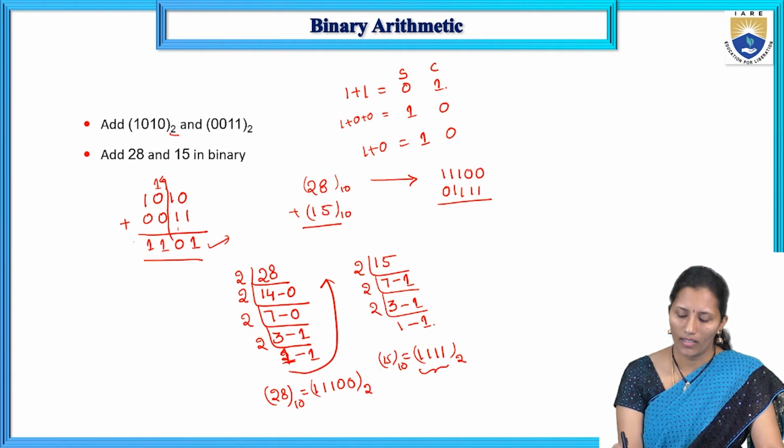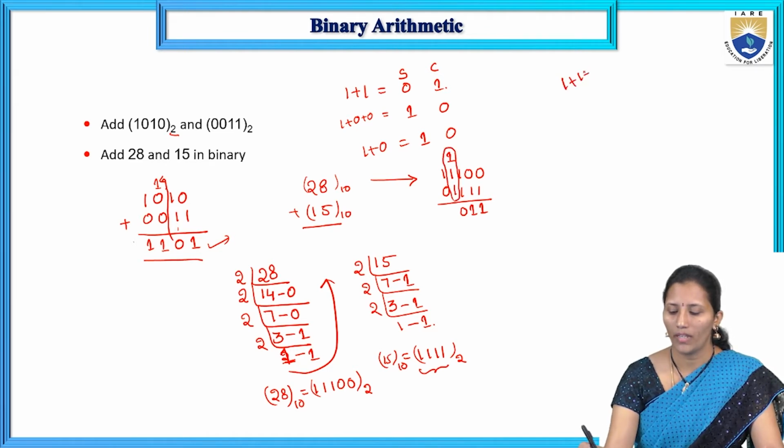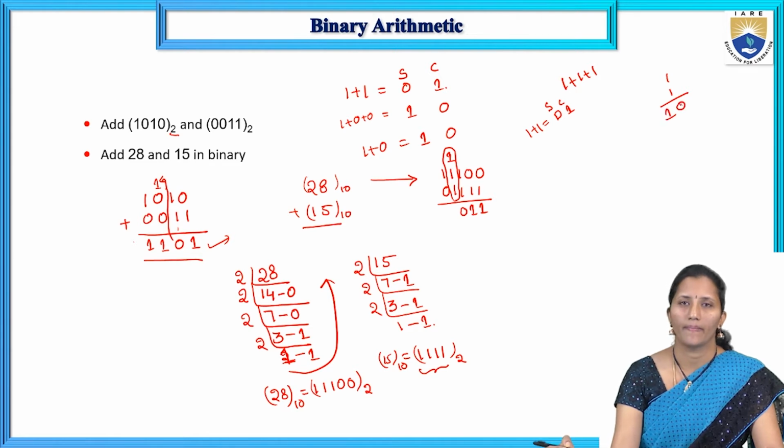Okay. So add these two numbers. 0 plus 1, 1. 0 plus 1, 1. 1 plus 1, the sum is 0. The carry is forwarded to the next stage. That is 1. Okay. Here, if you see this stage, we have 3 ones. We have to add 1 plus 1 plus 1. We know 1 plus 1, sum is 0, carry is 1.